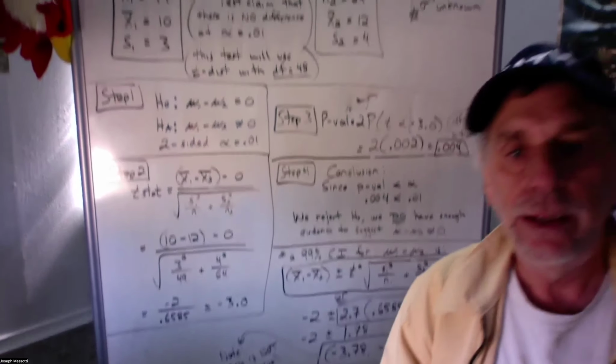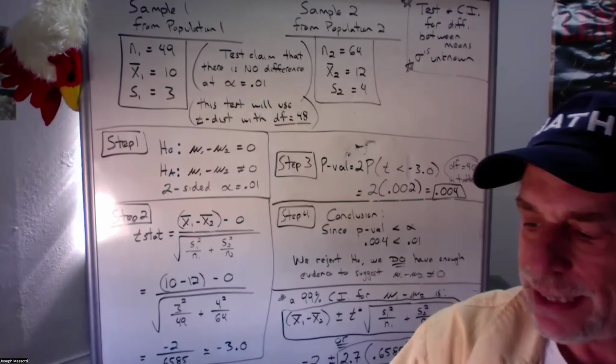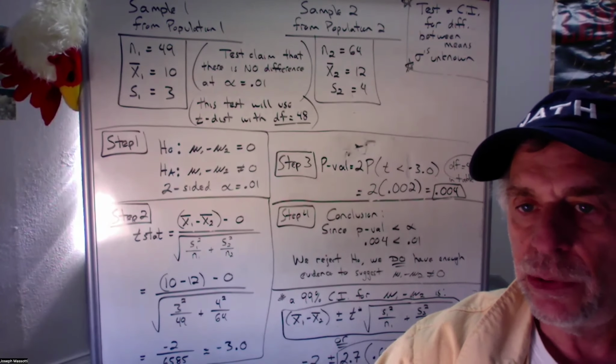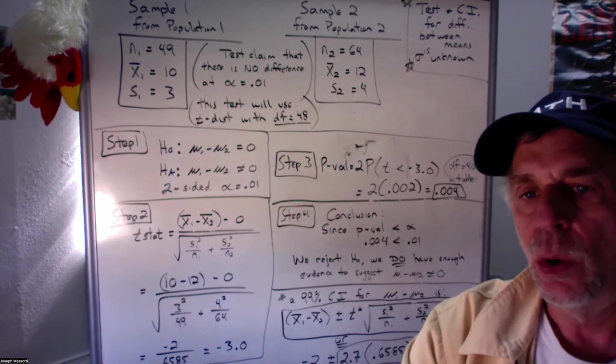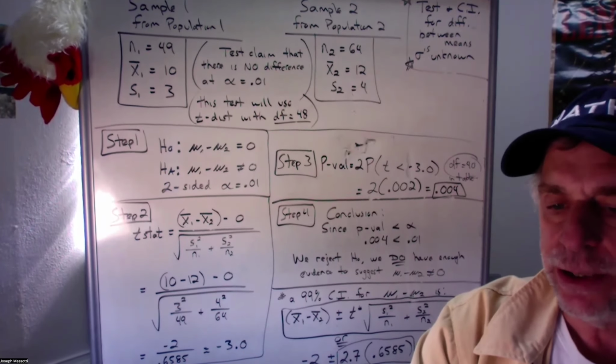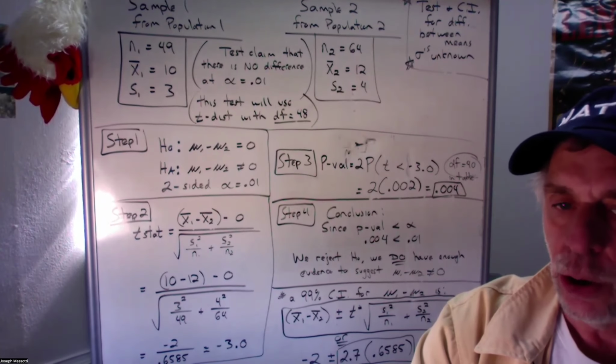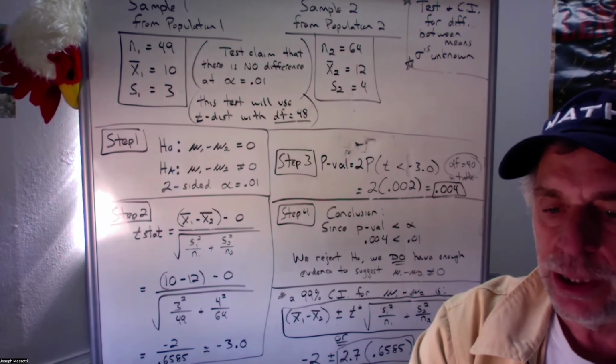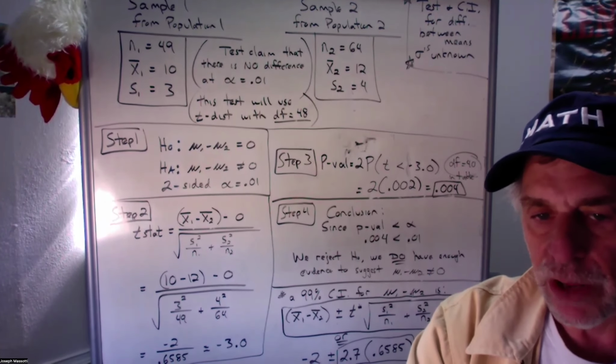All right, so that is an example of a hypothesis test and a confidence interval dealing with the difference between two means when the population standard deviations are unknown and we have to use the t-distribution and t-critical values. All right, good times.